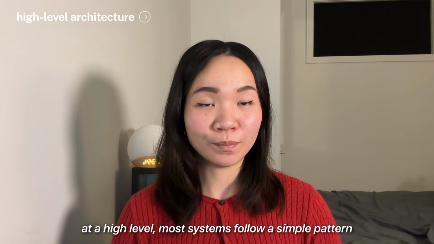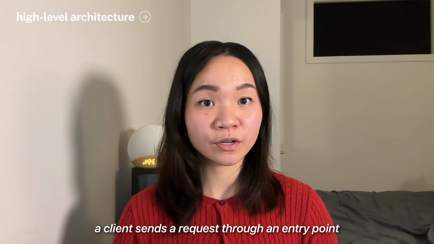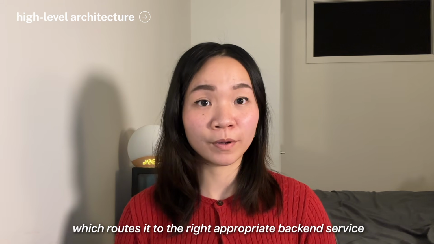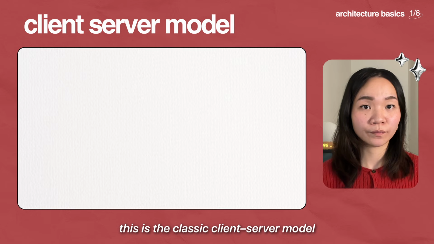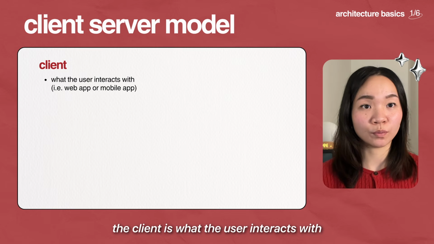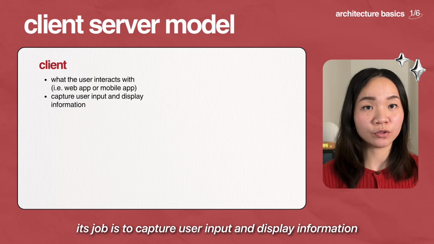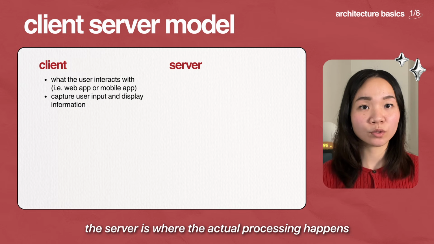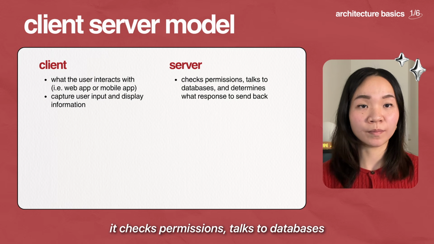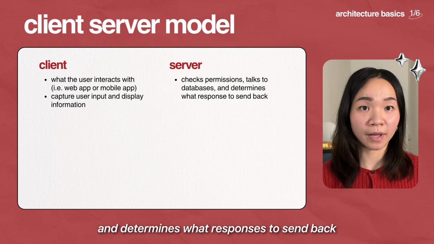At a high level, most systems follow a simple pattern. A client sends a request through an entry point, which routes it to the appropriate backend service. This is a classic client-server model. The client is what the user interacts with, like a web app or mobile app. Its job is to capture user input and display information. The server is where the actual processing happens. It checks permissions, talks to databases, and determines what responses to send back.